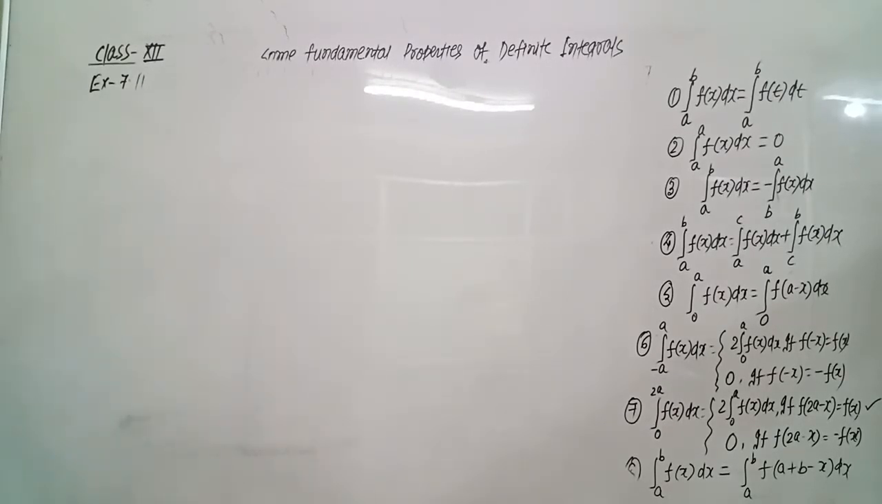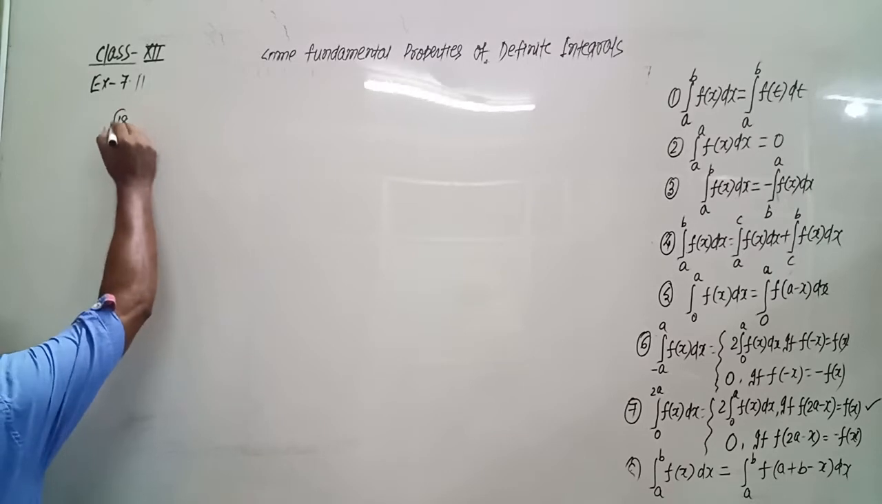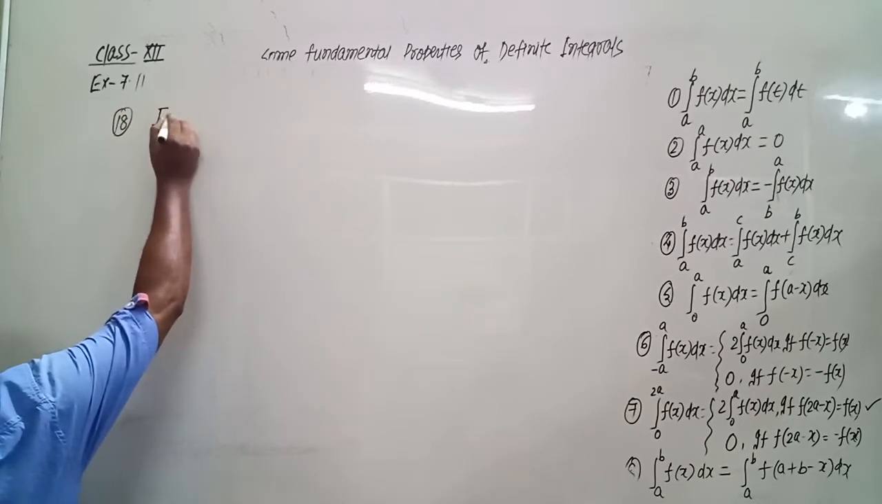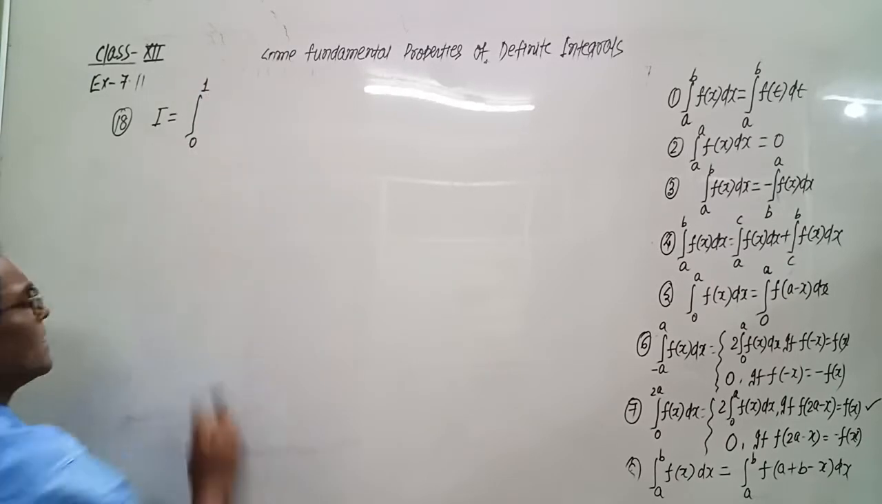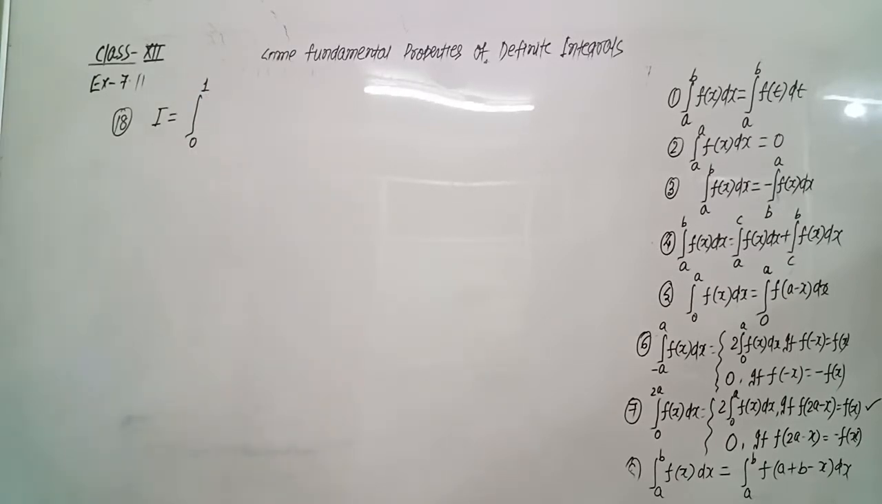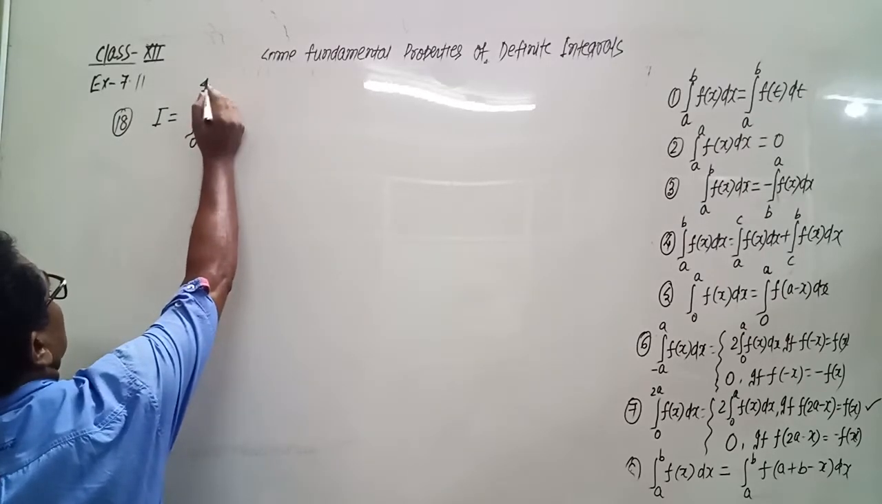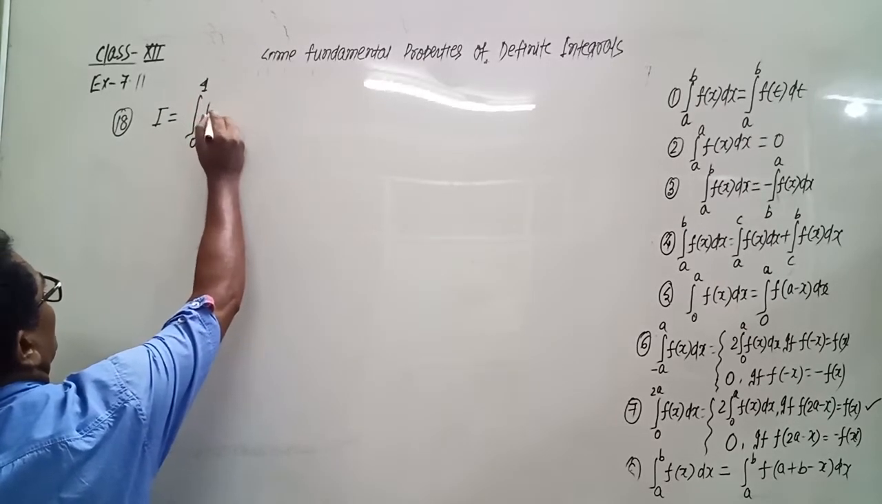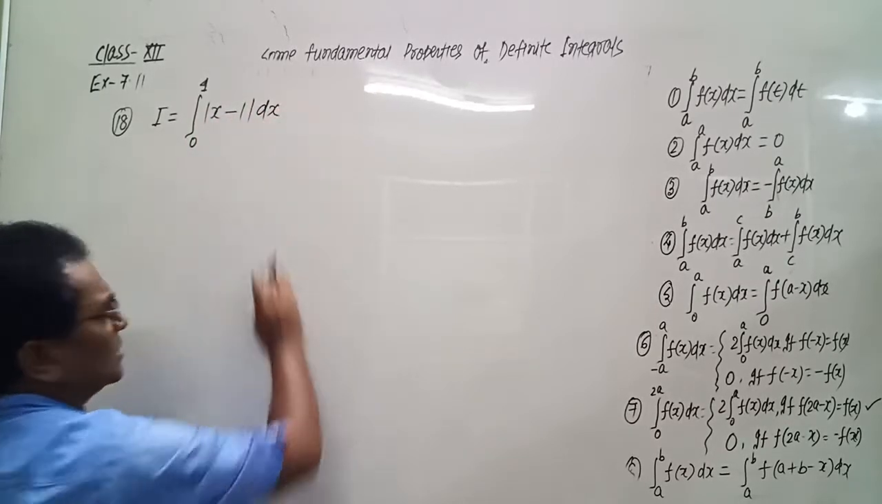Exercise 7.11. The last question which we discussed was question number 17. Let's see question number 18: integration 0 to 4 of mod of x minus 1 dx.